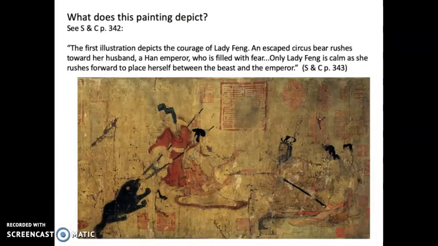So let's move now to subject matter. What is being shown? What is being depicted and why for the original audience? So your textbook authors, Stokstad and Cothren, give you one particularly wonderful scene, one segment from the larger scroll, in which we have Lady Fang. And there's an escaped circus bear that's rushing toward her husband, who is right here. And she, as they say, calmly rushes to place herself between the beast and the emperor.